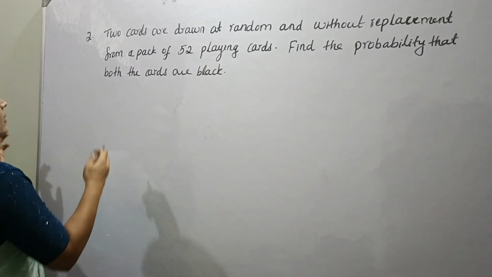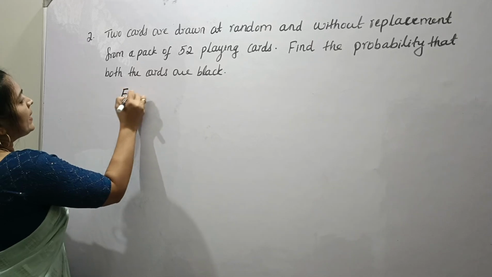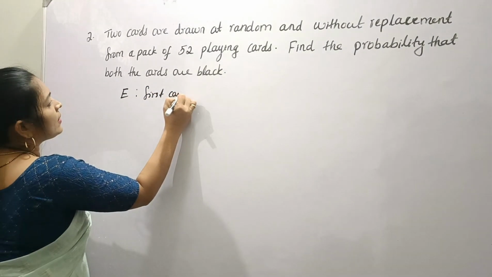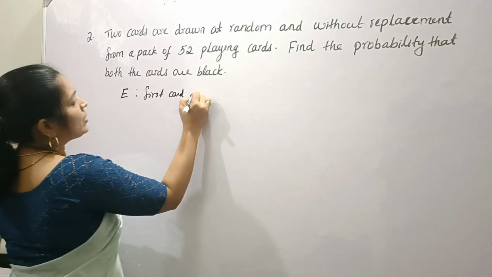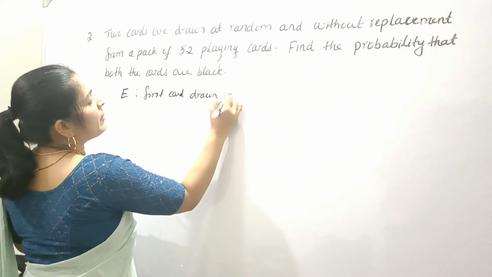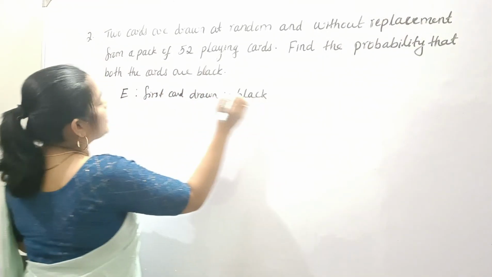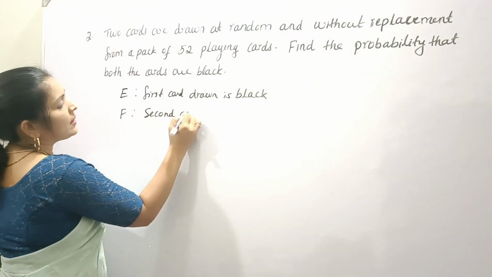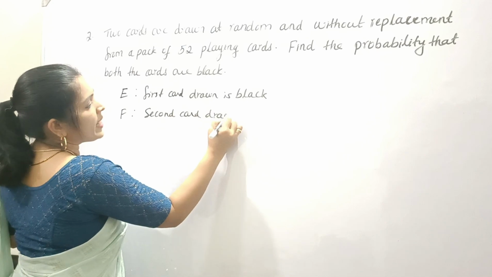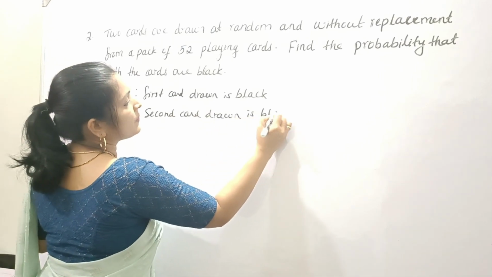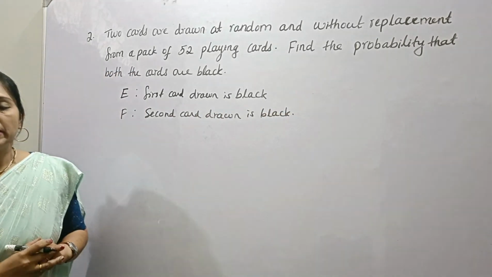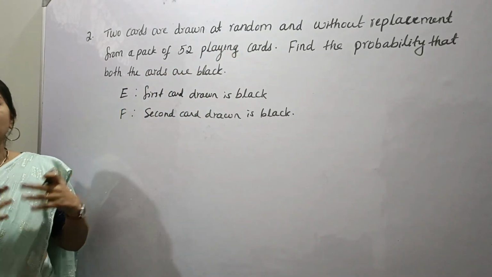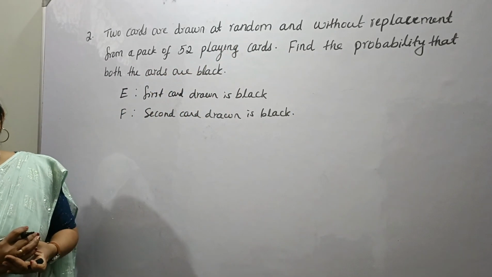Okay. So here, first of all, let E be the event: first card drawn is black. Okay. Let F be the event: second card drawn is black. Okay. Now, since it is without replacement, these two events are dependent events, right?